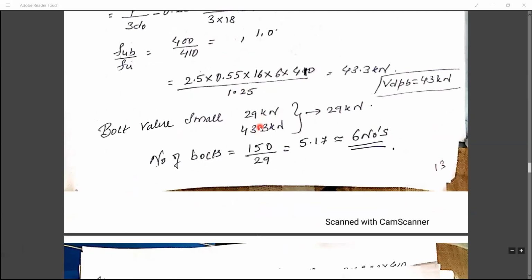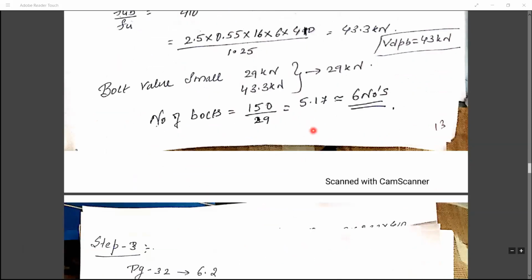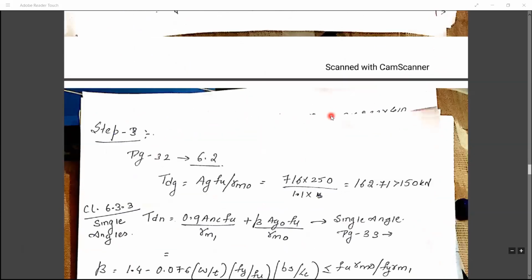Select the bolting value with respect to 29 kilonewton and 43 kilonewton. Here you will get 29 kilonewtons. So number of bolts will be 150 by 29. That is nothing but 6 number of bolts.